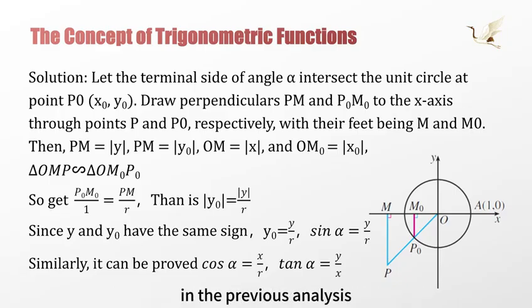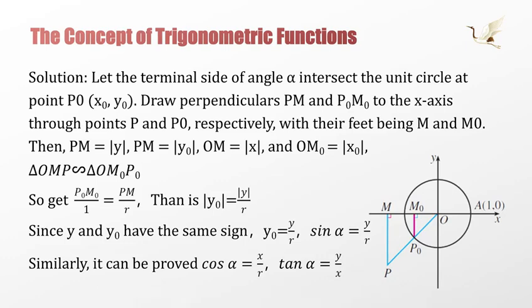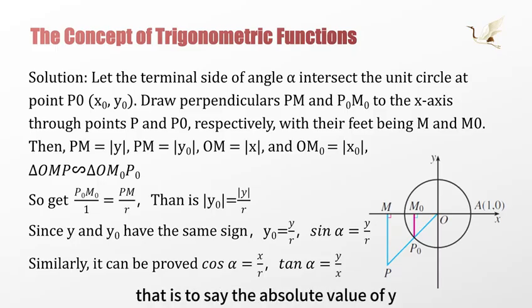In the previous analysis, we found that triangle OMP is similar to triangle OMP0. So we can know from the length relationship that the ratio of |P0M0| to 1 is equal to PM to r. That is to say, the absolute value of y0 is equal to the ratio of y to r. Since y and y0 have the same sign, y0 is equal to y over r, that is, sine alpha is equal to y over r. Similarly, cosine alpha is equal to x over r, tangent alpha is equal to y over x.